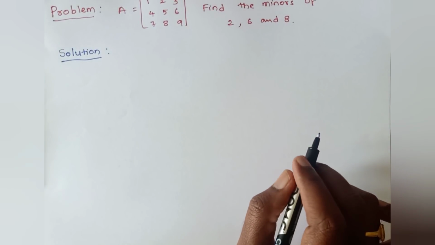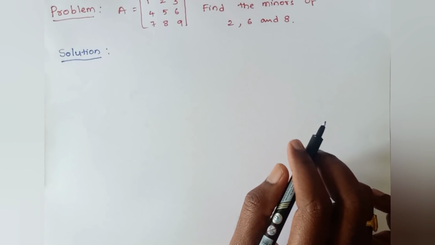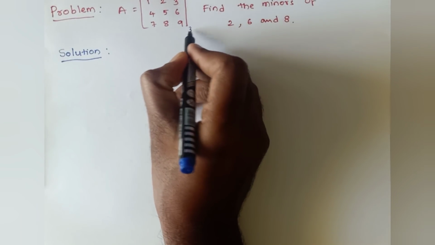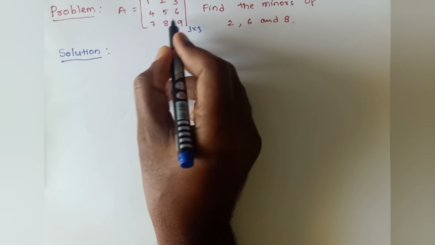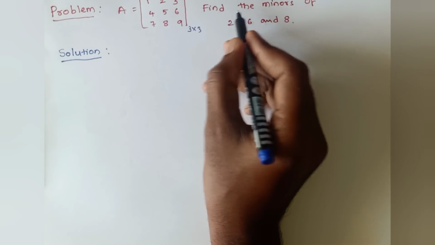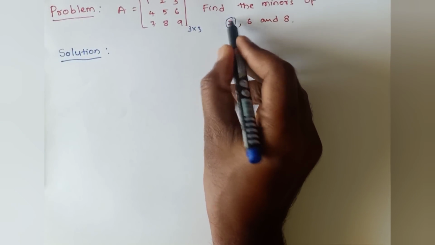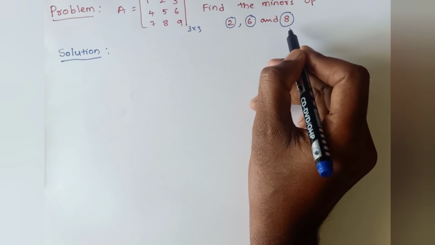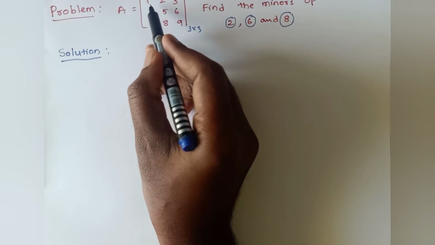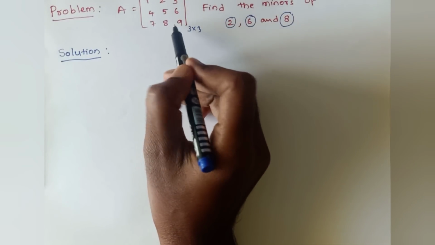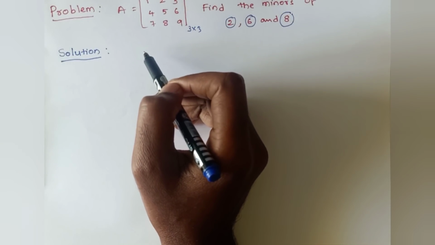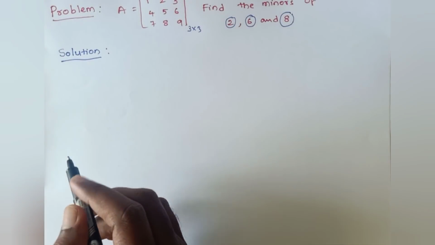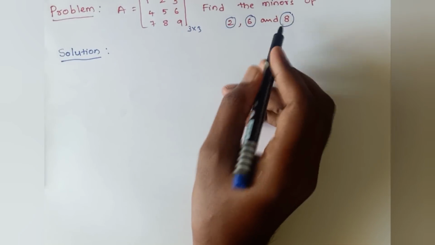Let's see one problem regarding the minors of an element. Here, A is a 3 by 3 matrix with the entries 1, 2, 3, 4, 5, 6, 7, 8, 9. Then find the minors of 2, 6 and 8. Only 2, 6, 8 to find out? No. We can find the minor of each and every element present in the given matrix. So you can find the minor of 1, minor of 2, minor of 3 and so on up to minor of 9 also. Let's see some examples: 2, 6 and 8.